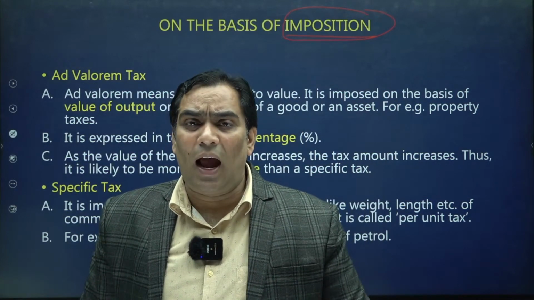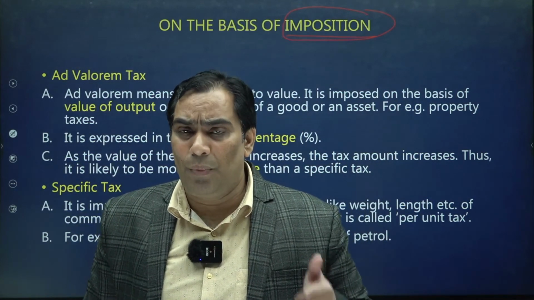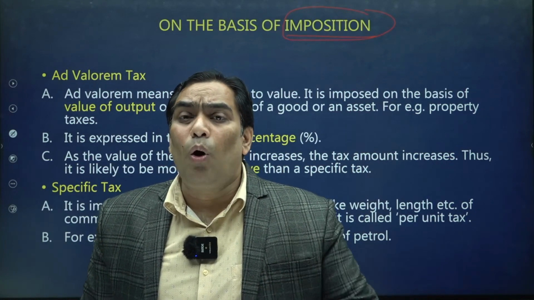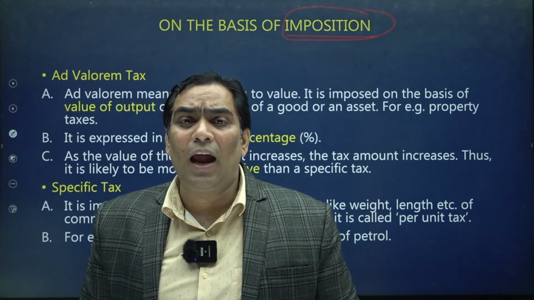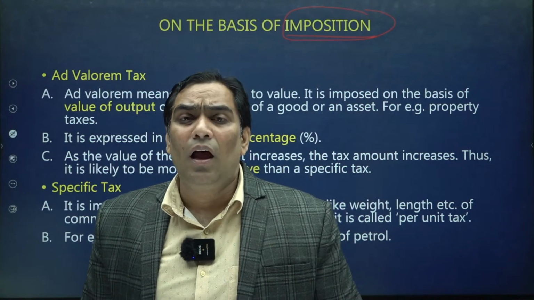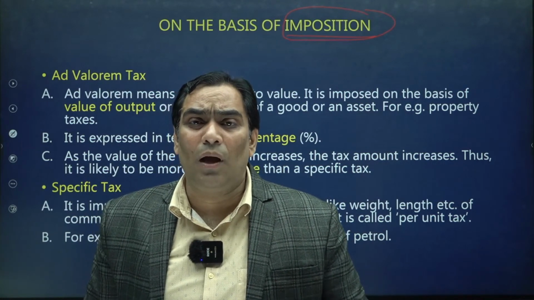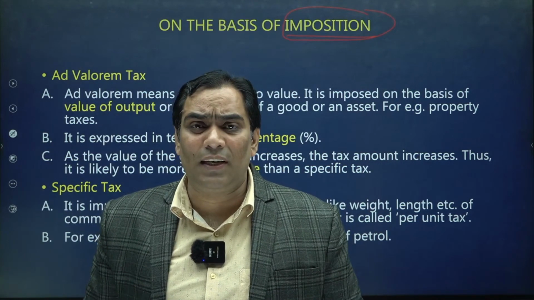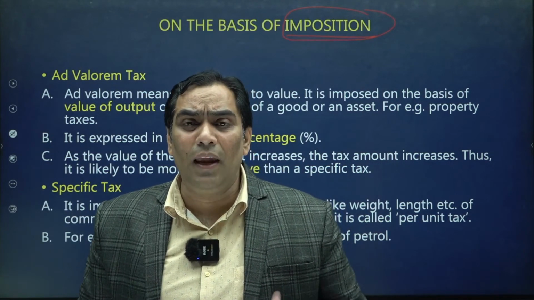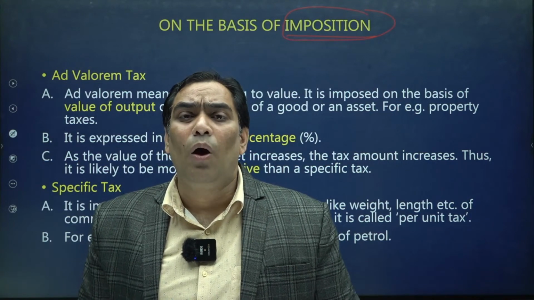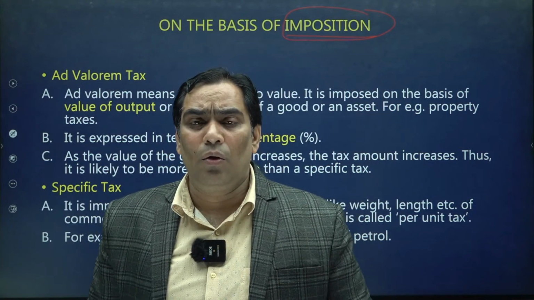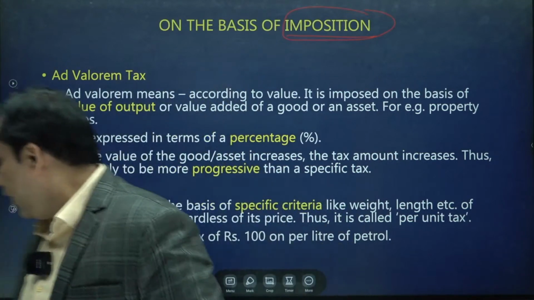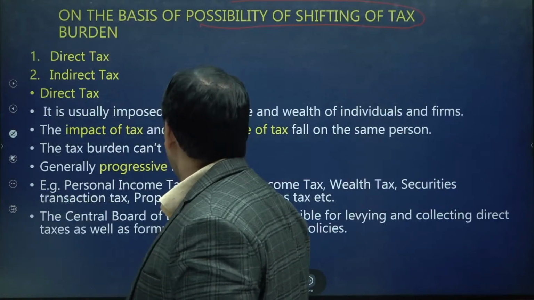So that may be either on the basis of the value of goods or services, or on the basis of the volume of goods and services. Ad valorem tax is the tax levied on the value of goods and services, whereas specific taxes are the taxes levied on the basis of the volume of goods and services produced. So these are the three criteria. Now we are going to discuss all these three one by one.